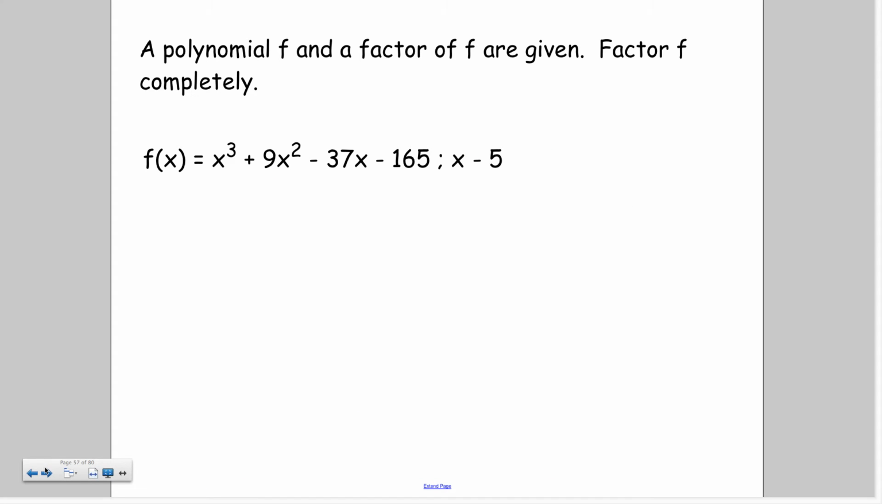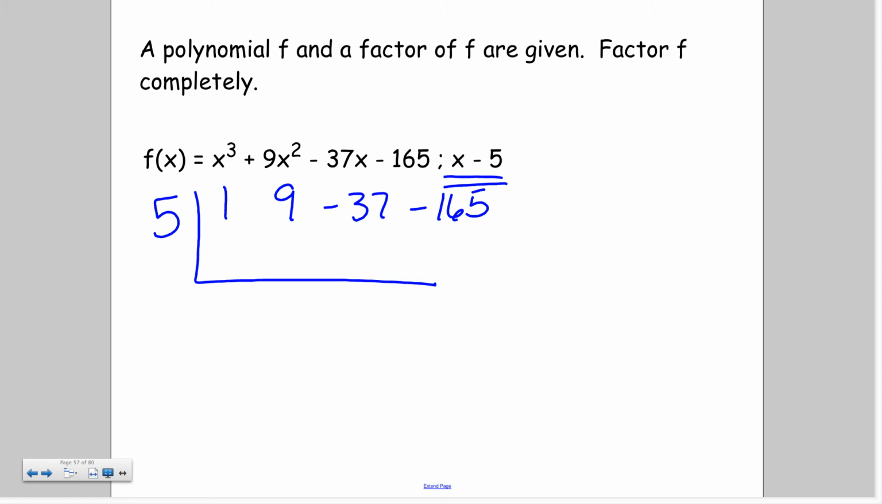Alright, a polynomial f, which is f of x, and a factor of f are given. Factor f completely. Okay, you just talked about doing grouping, meaning when I have 4 terms, I can group it. These 4 terms right here, I cannot group them and pull out a GCF and make anything remotely similar. Otherwise, we just do that. But I'm given this right here as a factor. So I'm going to use that to find my other ones. So I'm going to take the opposite of that. So I'm going to do my synthetic division.